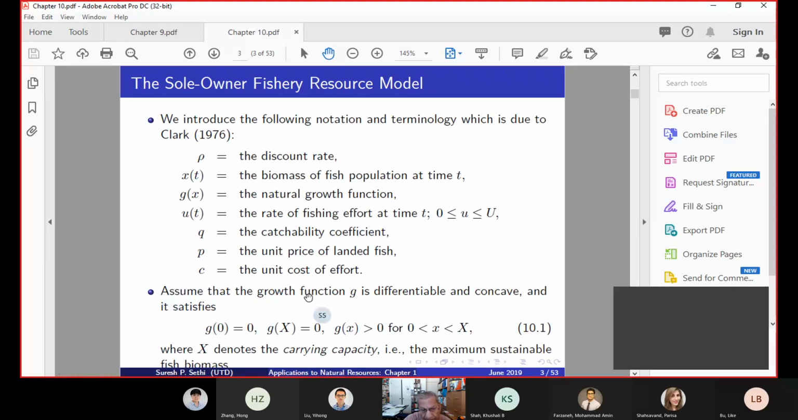And assume that the growth function is differentiable and concave. That means G(0) is zero. You can't produce any fish when there's no fish. When there are too many fish also, you cannot produce any because there's not enough to support. This is the maximum number of fish that can be supported by the lake. So whatever you produce will die or be eaten by other fish. G(x) is bigger than zero at every x between zero and capital X. Capital X is called the carrying capacity, which is the maximum sustainable biomass.